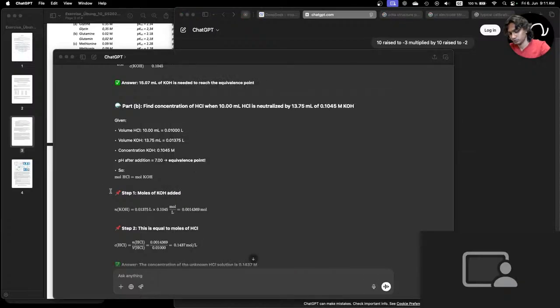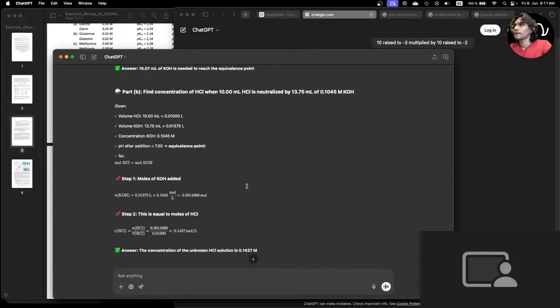Okay, it's A plus B. 1.43. It's 1.43. (1.437 into 10 raised to minus 3), which is exactly equal to the number of moles of HCl.